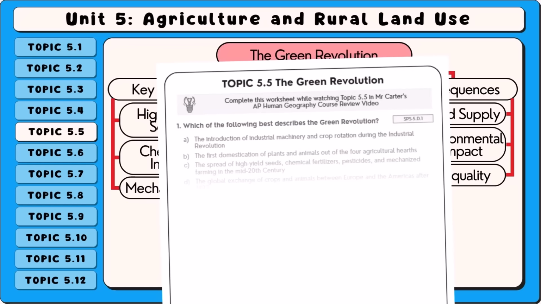Okay, that brings us to the end of topic 5.5. If you're following along with the study guide, check your answers for this section using the answer key before moving on. And when you're ready, we'll move on to topic 5.6.